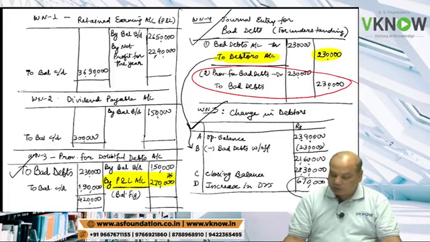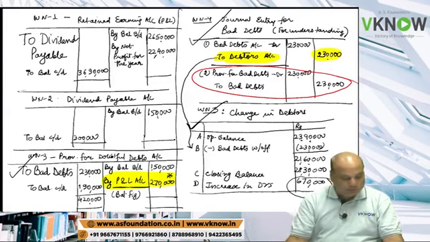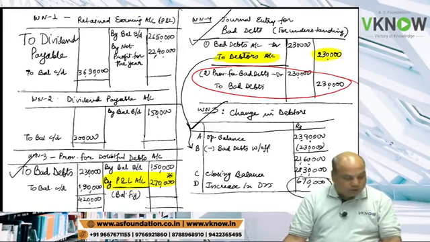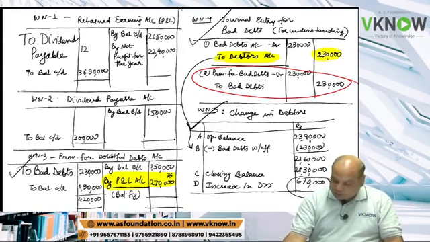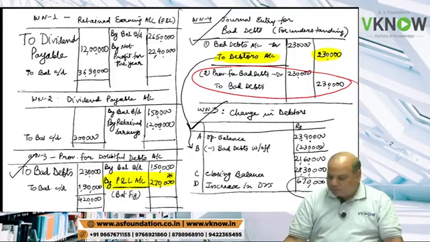In working note 1, on the debit side, retained earning account debit side to dividend payable account 12 lakh, and in the dividend payable account, credit side, by retained earning account 12 lakh.